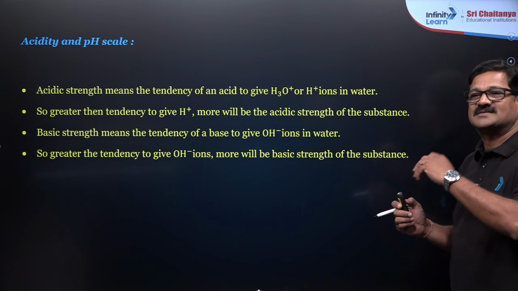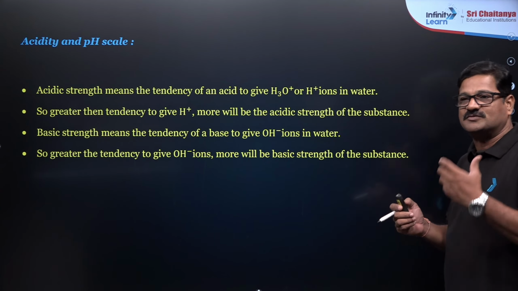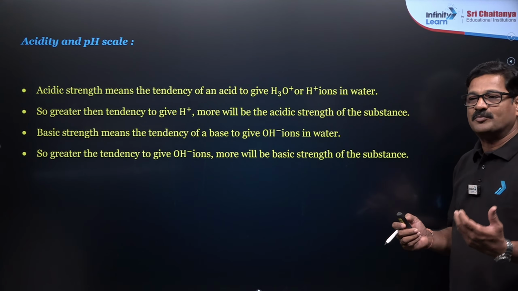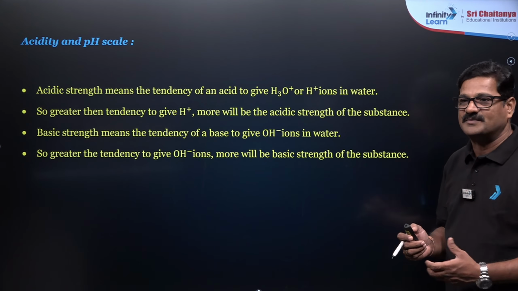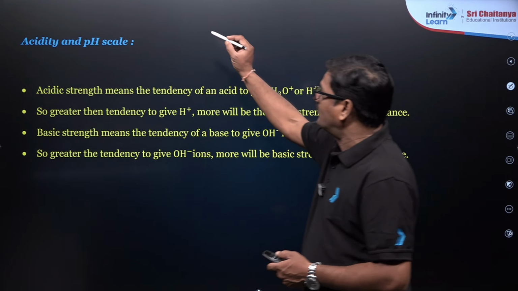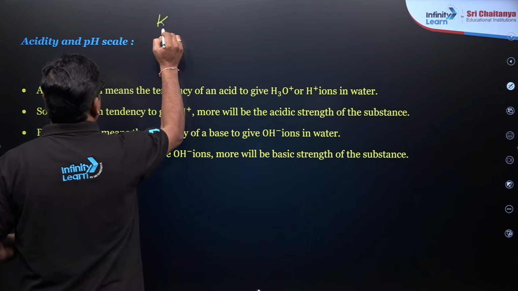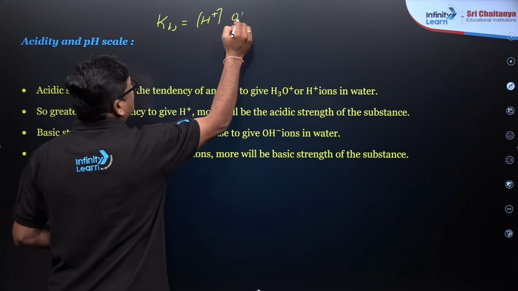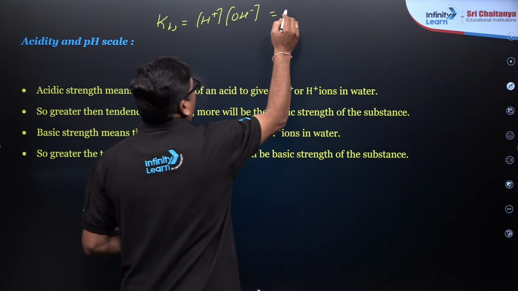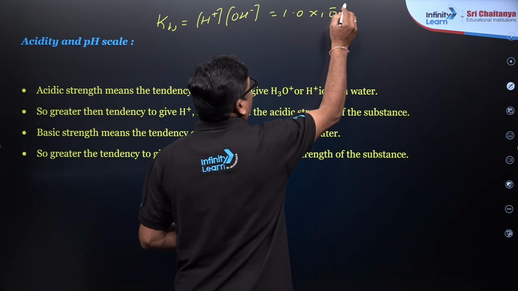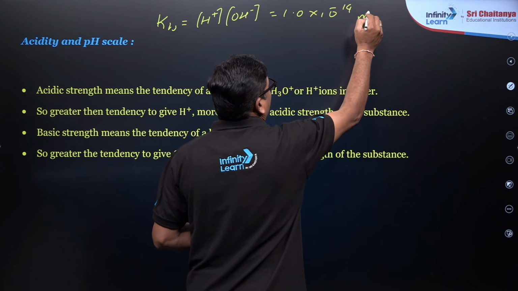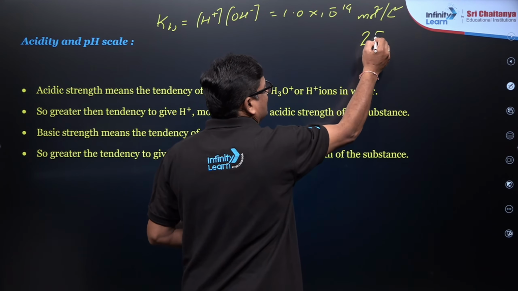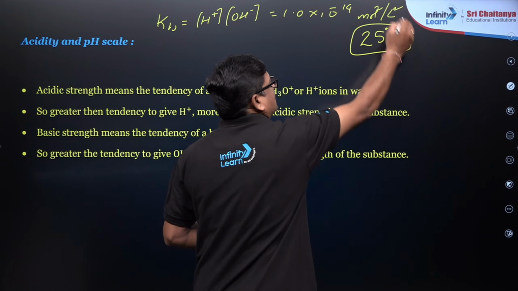So how much H plus can be given, and how much OH minus can be given, has to be worked out according to the ionic product constant of water. The ionic product of water, Kw, is equal to H plus times OH minus, which is 1.0 into 10 to the power of minus 14 mole square per liter square. This is true as long as the temperature is constant.